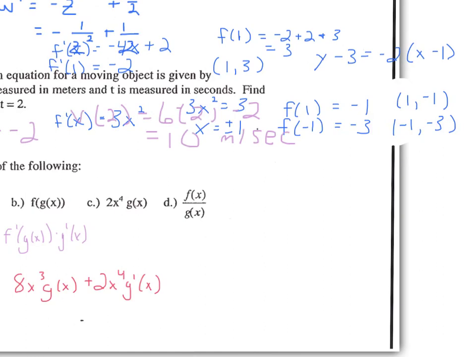And then finally we have D, which is f of x over g of x, and that would be the quotient rule. So we have f prime of x times g of x minus g prime of x times f of x, all over g of x squared.